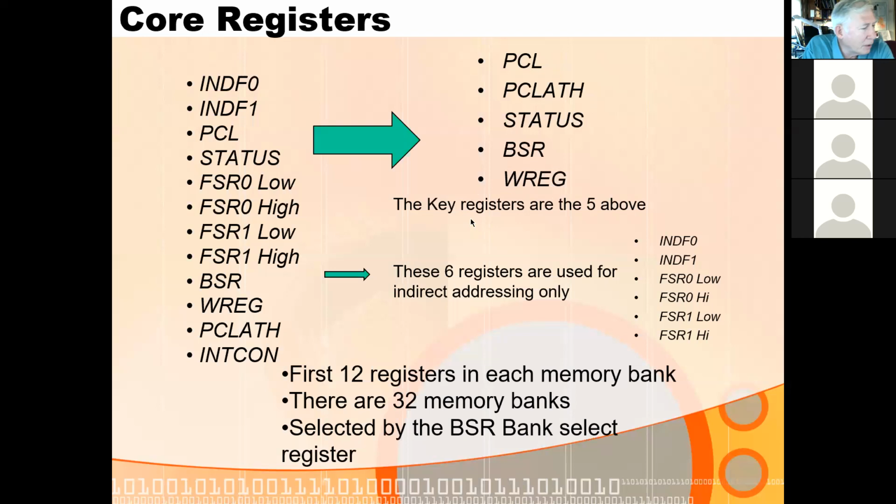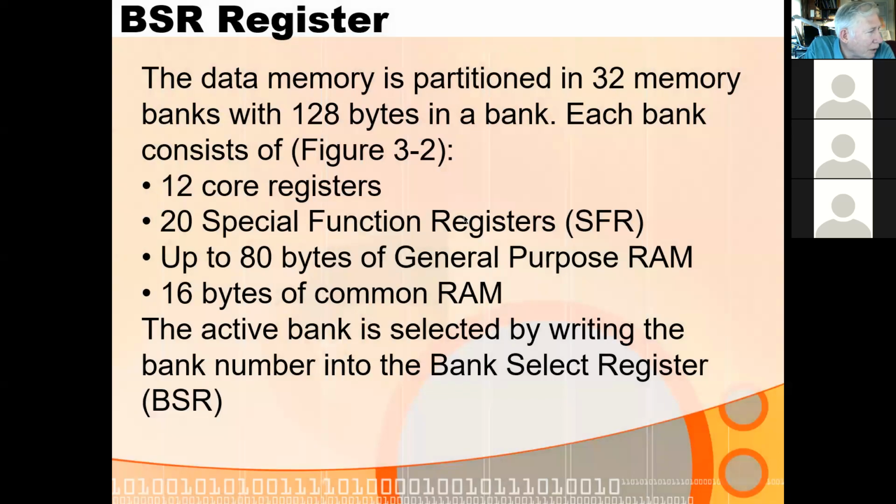Now, again, the BSR register. The data memory is partitioned into 32 banks. And as long as you're not using indirect addressing, you have to have the BSR pointing to the right bank, with the exception of your 12 core registers and those 16 special RAM locations that are mapped to every bank. And we'll talk about that in a minute. But other than that, if you have information anywhere else, you have to be in the right bank.